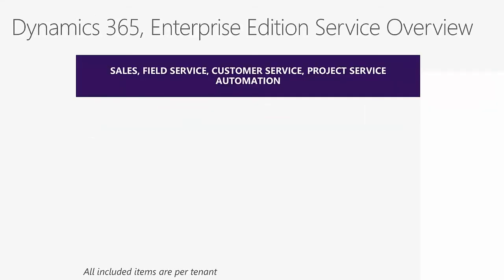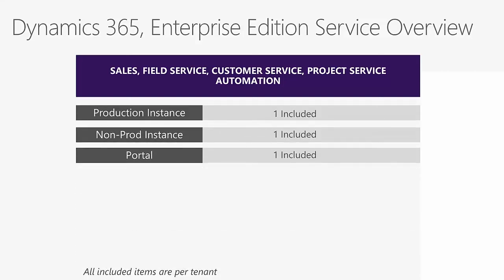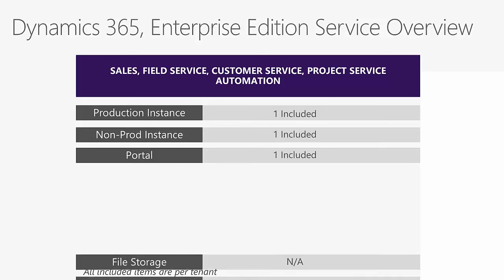Let's talk about what will come standard when you start a subscription of either Plan 1 business apps or the Operations app. All Plan 1 business apps like Sales, Field Service, Customer Service, and Project Service Automation will leverage the same tenant and infrastructure will accrue across this one tenant. Operations leverages an entirely different tenant. First, instances. Organizations will get one production and one non-production instance included for Plan 1 business apps and likewise for operations. In addition to that, Plan 1 business apps will also include the first portal to extend engagements across customers, partners, and employees, limited to 1 million page views per month.